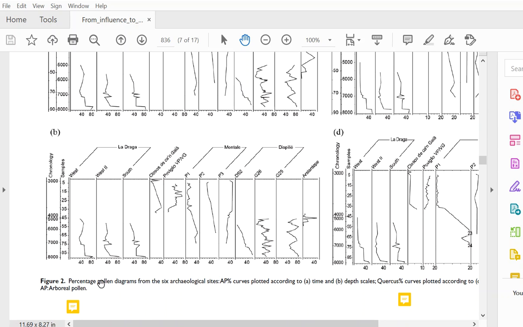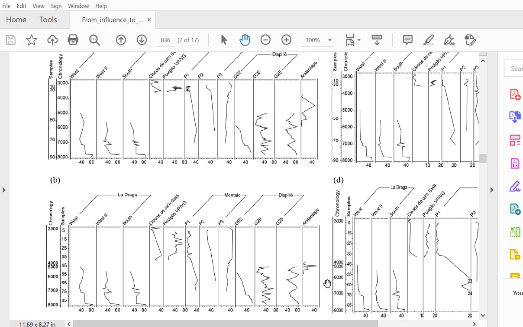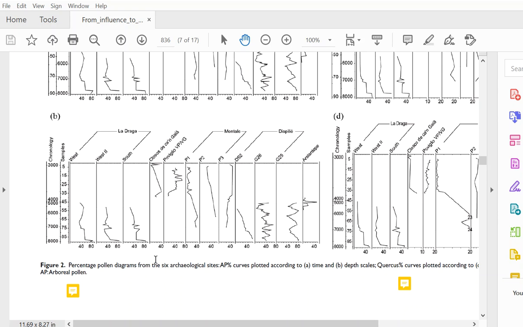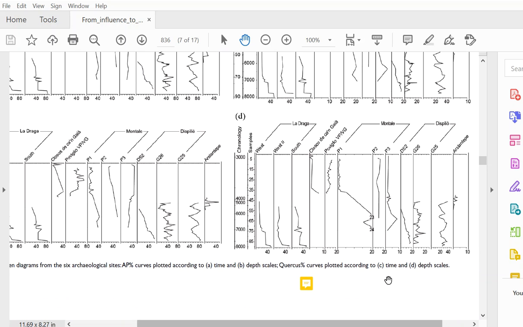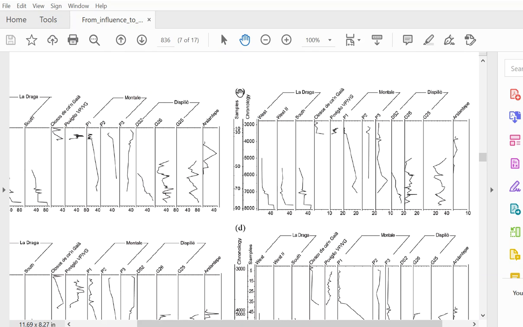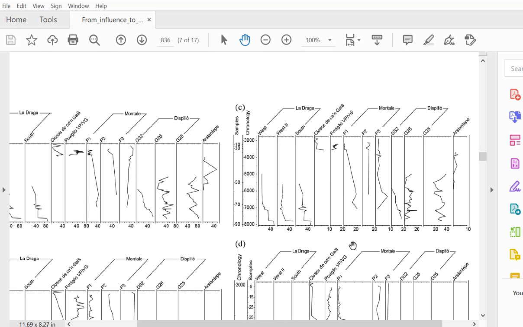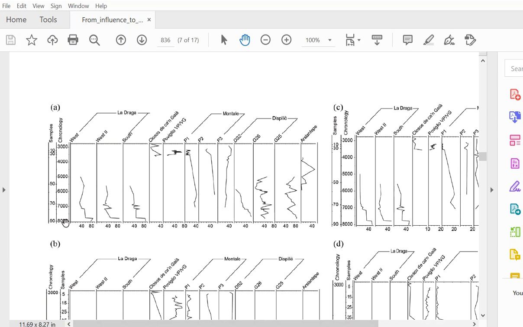And so in A and B, so here's A, here's B, they're looking at overall pollen counts. When you look at C and D, here's C, and there's D. Here you're looking at something called Quercus, and I put here, these are oak pollen. And what I'll do in just a second, excuse me, is take these apart and show you what all of them mean. But in general, what you're looking at is the time frame is here, where it says chronology.